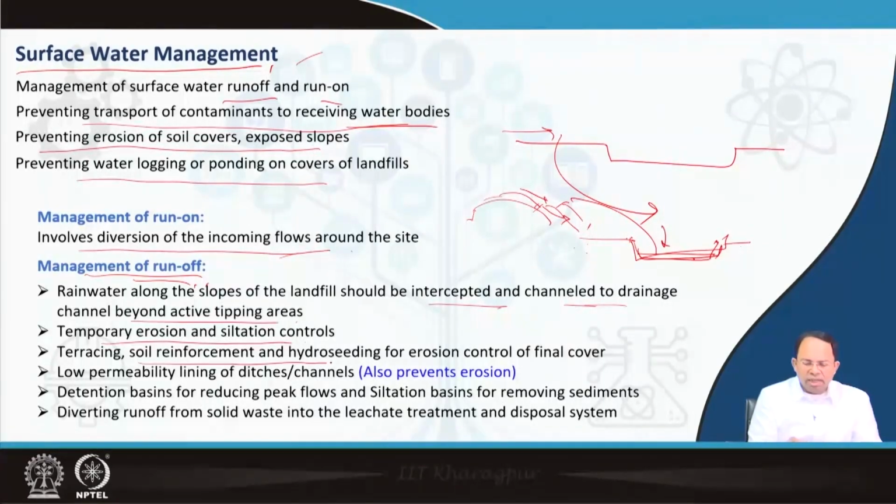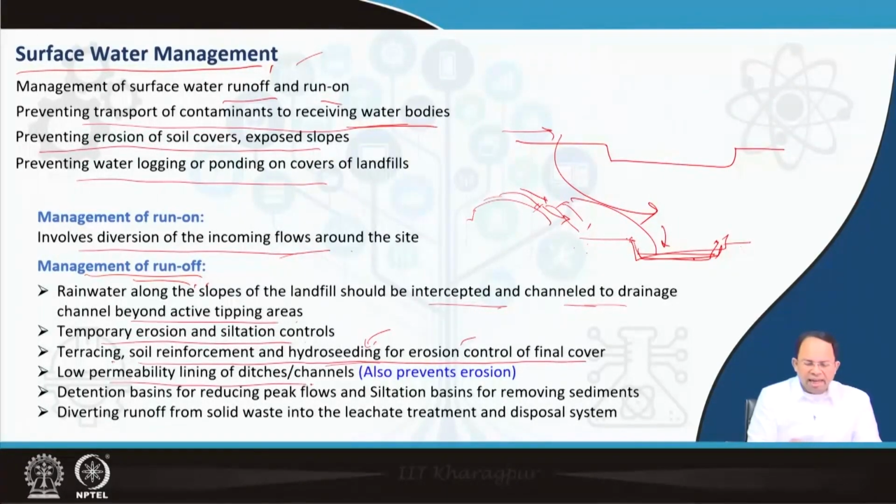Terracing, soil reinforcement and hydroseeding for erosion control of the final cover. Terracing, of course, we have discussed. Soil reinforcement, we have to put some amended soil, clay soil and so on. And hydroseeding is where we mix grass seeds with water and spray them over the cover. That will result in growth of grasses uniformly over the entire area, which will prevent erosion.